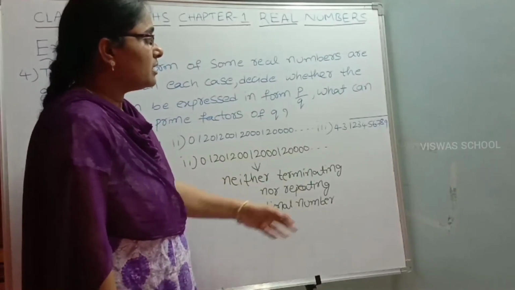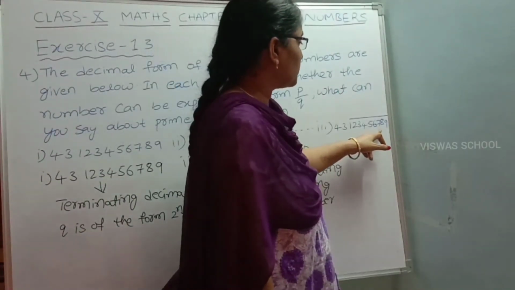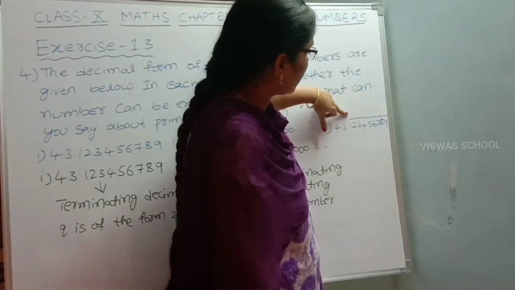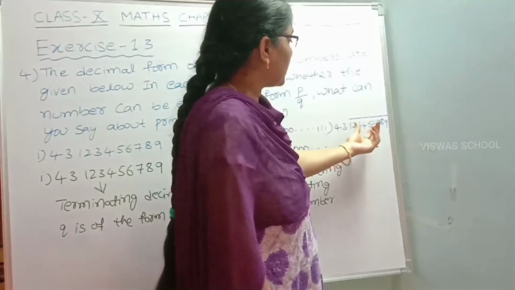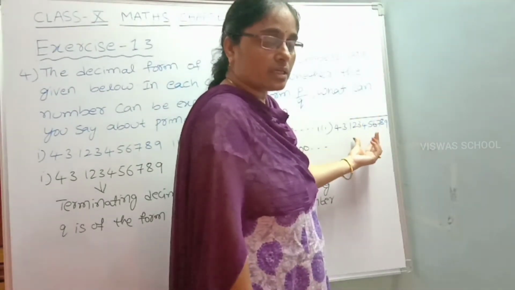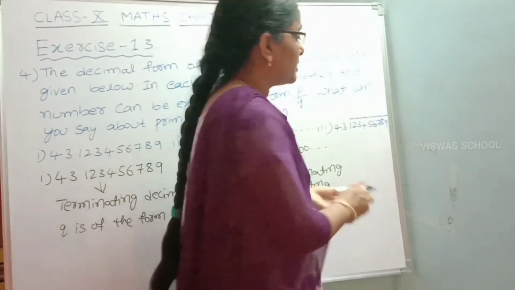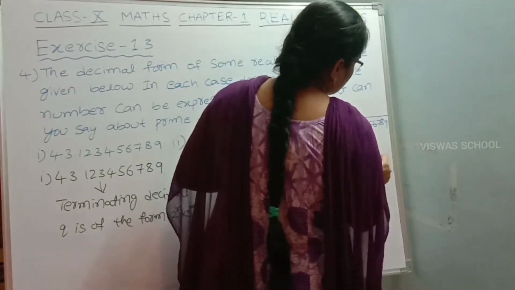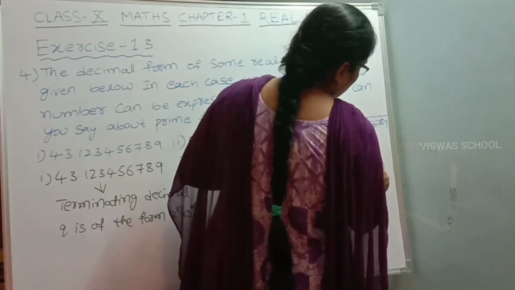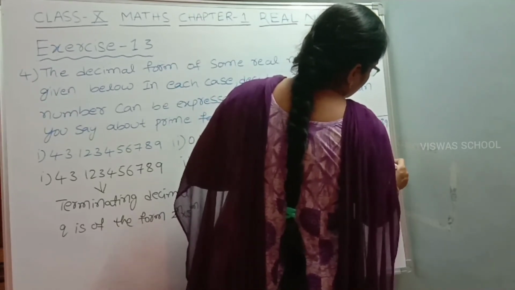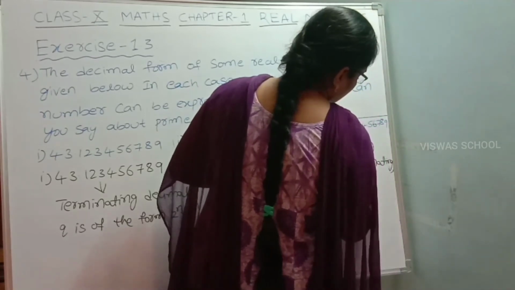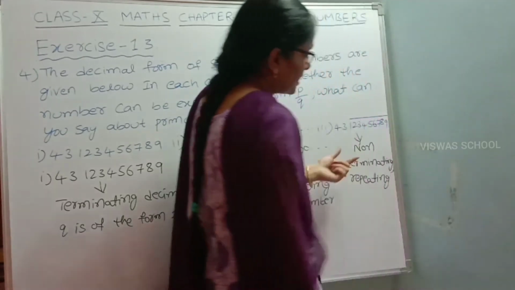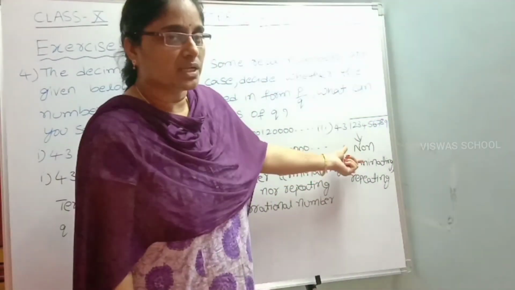Look at the last one, 43.123456789, and this is repeating. This is the period. That is, it is a non-terminating and repeating decimal expansion.